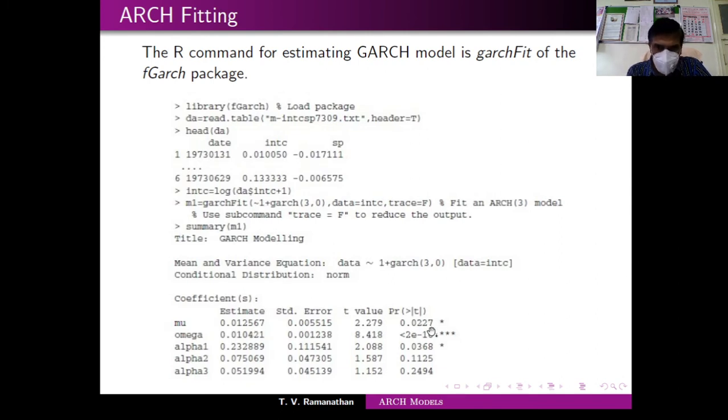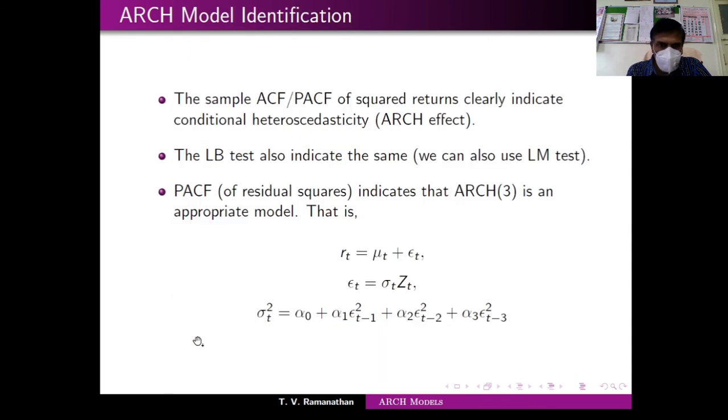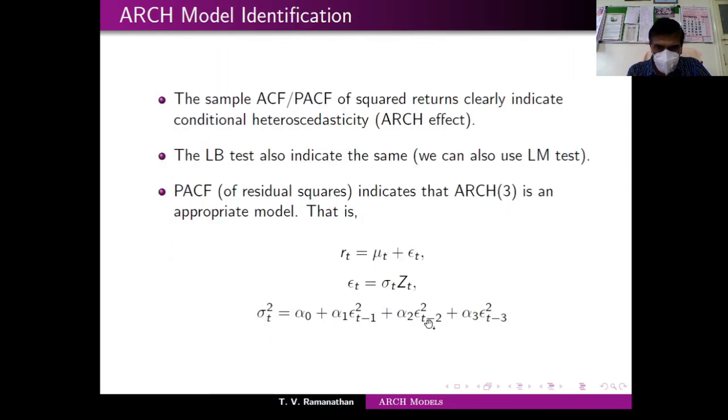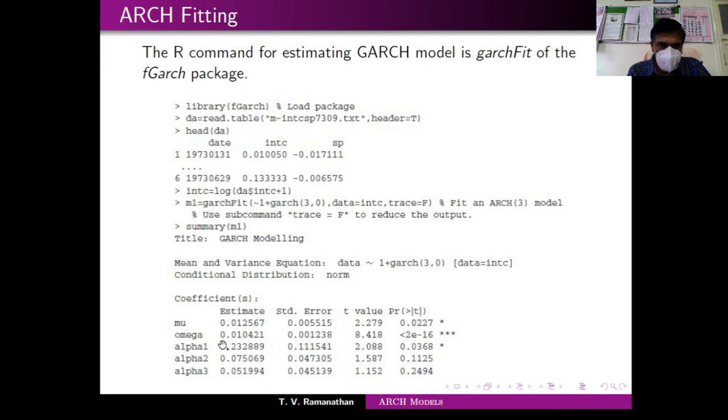So which is significant at 5% level. And then there is an omega. This omega actually stands for this alpha naught, because in this book these people use this notation. So omega, and then alpha 1, alpha 2, alpha 3, which is here alpha 1, alpha 2, alpha 3. So we see that only alpha 1 is significant, these two are not significant.